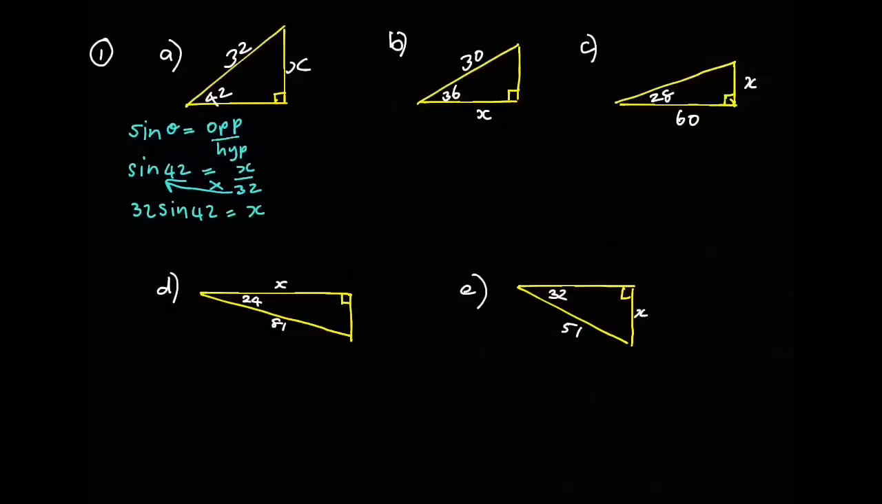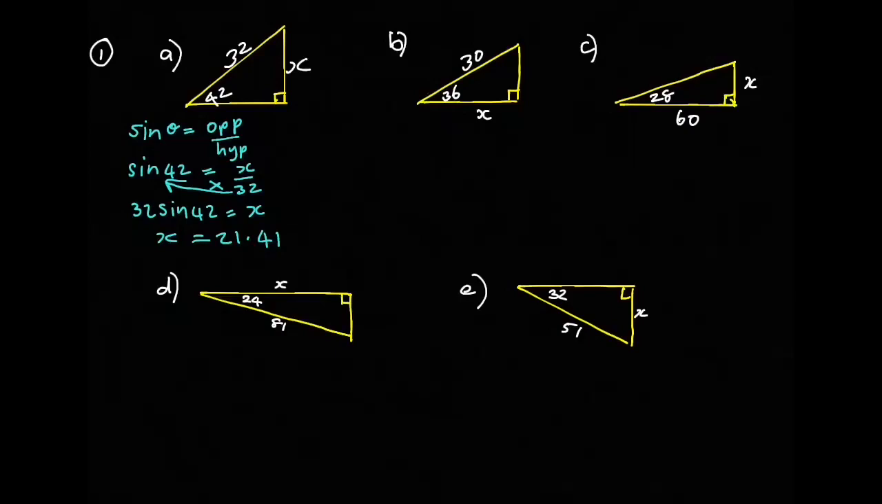So now we just go ahead and work out x, which will give us, in two decimal places, 21.41. Now if you're getting a strange answer, just check that your calculator is in degrees and not radians. Trigonometry must be done in degrees.